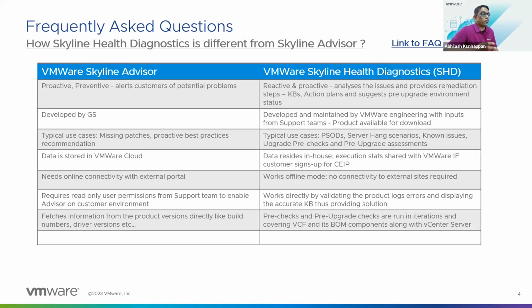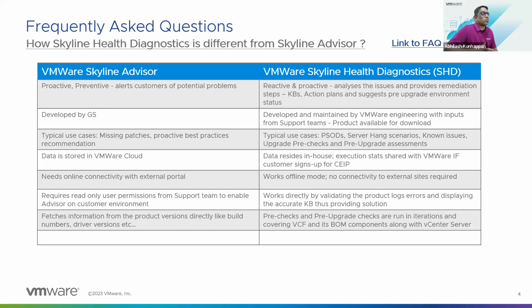So the crux, the key difference between these two products is, and it's not the same product, okay? Let me tell you that very clearly. These are two significantly different products with different use cases. It's just that they come under the same name, Skyline, as an umbrella. But they are two unique, different products. Like I said, Skyline Advisor looks into ESXi as an operating system and reviews version details from that. However, SHD will look into the logs. It can validate the logs, match the signature, and then give you the exact analysis of what's happening in the environment. That's the key difference between these two products.